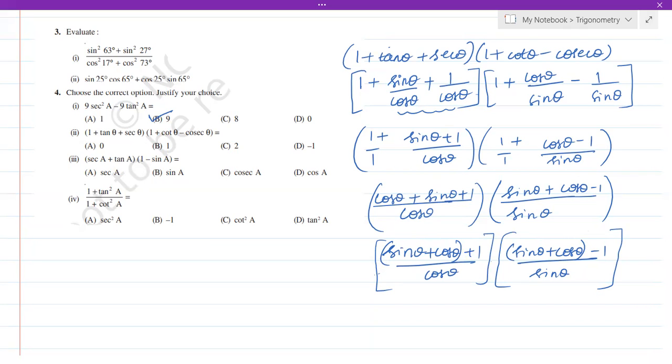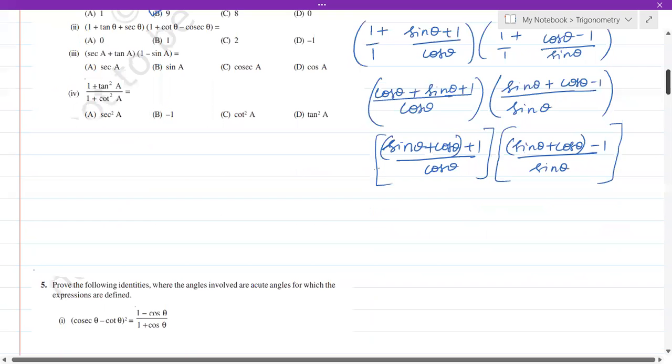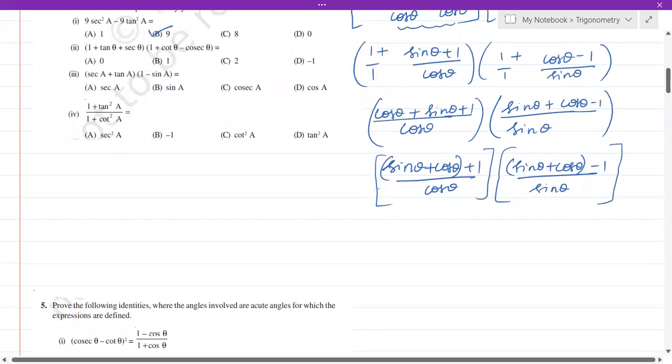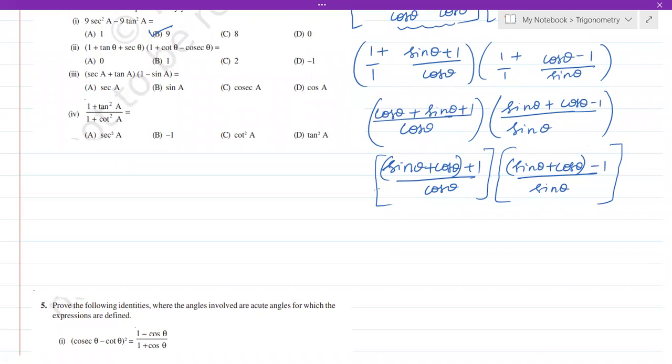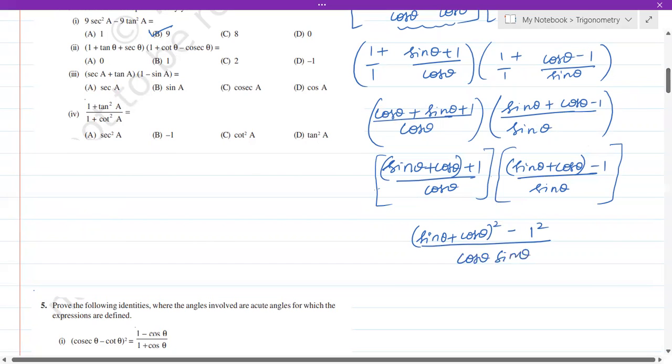What is a plus b into a minus b? As I told you, once you convert it into sine theta and take LCM, definitely you will be getting an identity. Here we have a plus b into a minus b, which is a square minus b square. Here our a is sine theta plus cos theta. That is our a. A square minus b square, b being 1, so 1 square, divided by the denominators, which we have to multiply because they are in multiplication. So cos theta into sine theta will become cos theta sine theta.